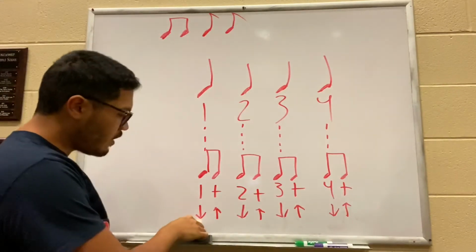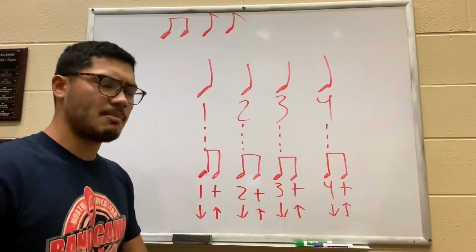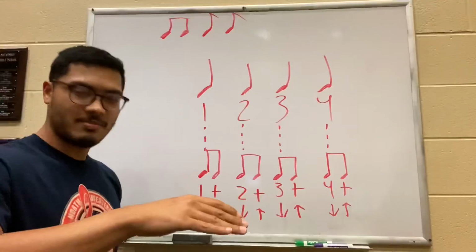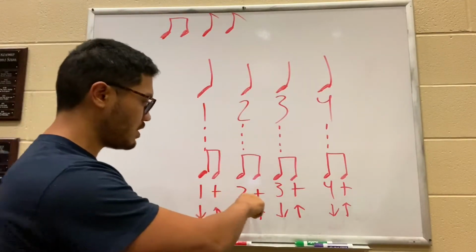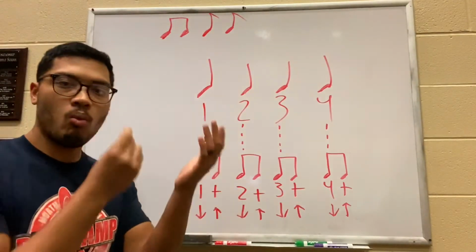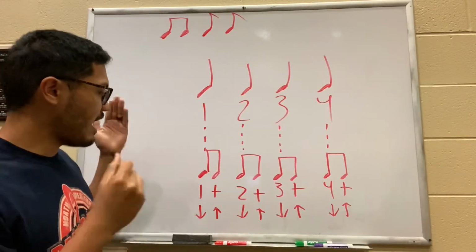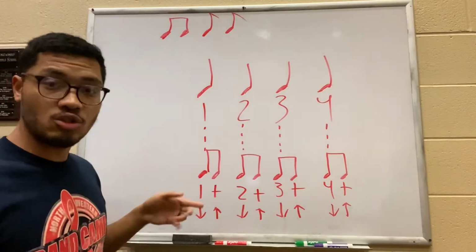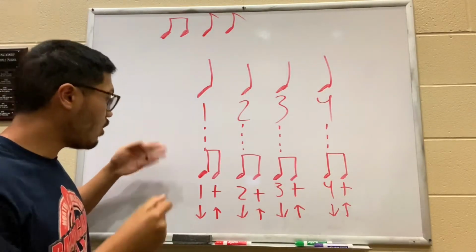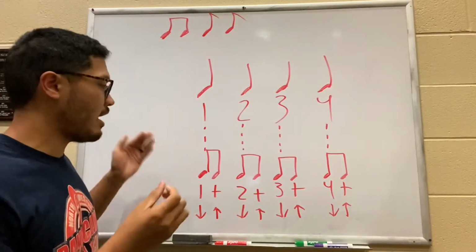So we have our foot down on the numbers, and every time I have an "and," my foot should be up. So let's go ahead and try to count this measure. Ready? 1, 2, ready, go. 1 and 2 and 3 and 4 and, again, 1 and 2 and, ready and go. 1 and 2 and 3 and 4 and, off.